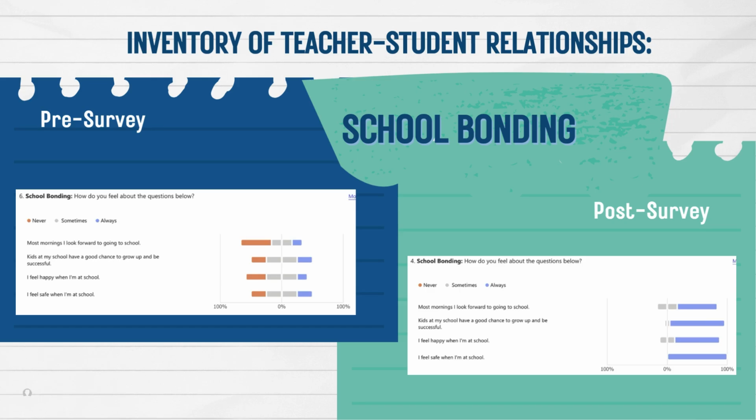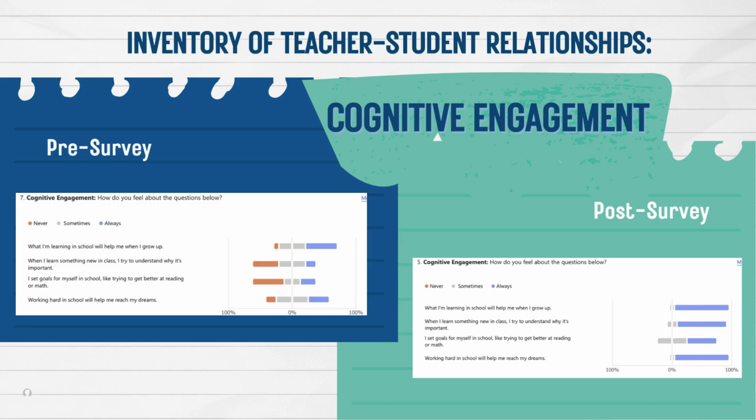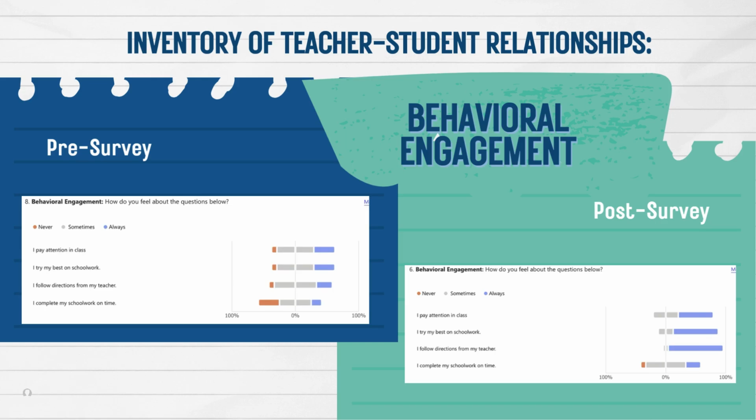for attending school. Cognitive engagement was assessing their belief in the value of learning, goal setting, understanding of new concepts, and motivation to work hard for future successes. The last set of questions is behavioral engagement in class, including their attentiveness, effort on schoolwork, ability to follow directions, and timeliness in completing assignments.